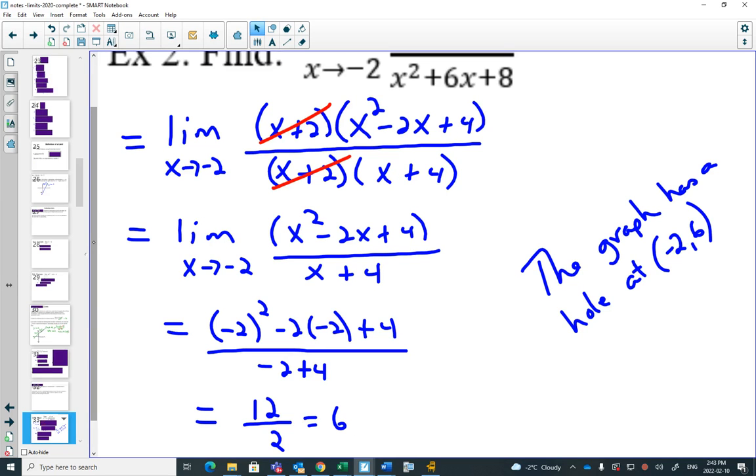The other one won't be a hole. The other one will be a vertical asymptote. It'll only be a hole if it cancels out. So the fact that the x plus 2's cancel out, that makes it a hole. But if the other one doesn't cancel out, then it will be a vertical asymptote.